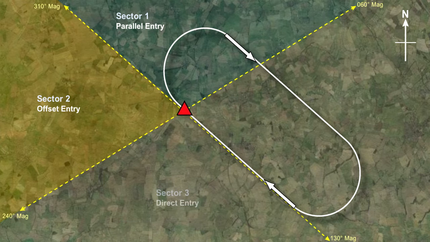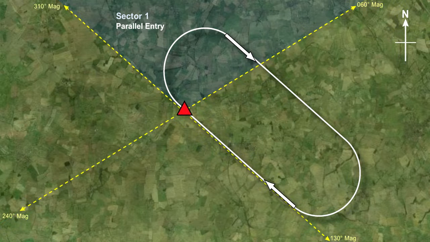There are 3 methods of joining a holding pattern based upon the heading of the aircraft as it approaches the holding fix. These joining methods are more commonly known as entry procedures or entry sectors. Each sector has a 5-degree overlap, within which the pilot has the choice of either of the adjacent sectors. The first entry procedure to examine is the parallel entry.